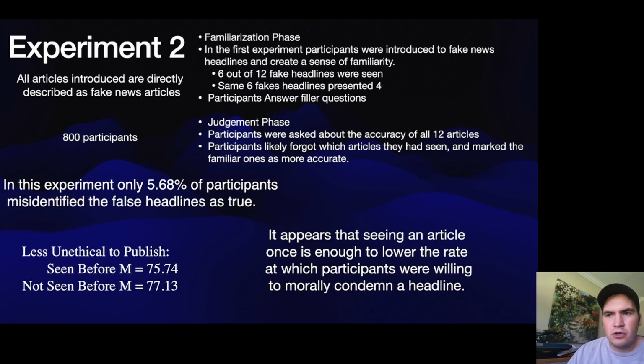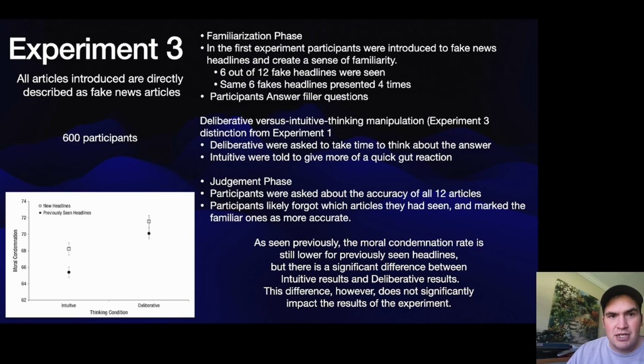And then we're going to move on to experiment 3. Experiment 3 is almost exactly the same as experiment 1. So we go back to letting them look at them 4 times to really get familiar with these false articles. And then they're going to divide people up randomly into 2 groups, deliberative and intuitive.